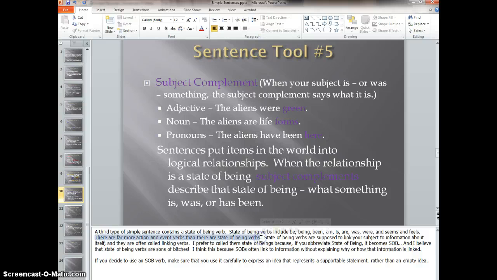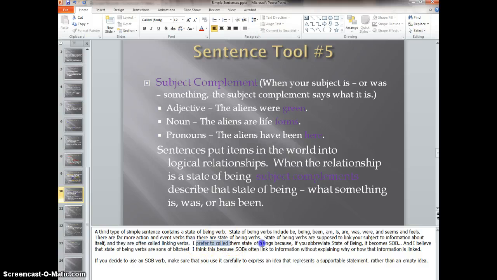But action and event verbs tend to be more descriptive and more informational. State of being verbs are supposed to link your subject to information about itself. So the aliens is the subject here, and they were green. This state of being verb, were, which is one of these, links this information, greenness, to the aliens. The aliens were green. So often state of being verbs get called linking verbs because they link into information.